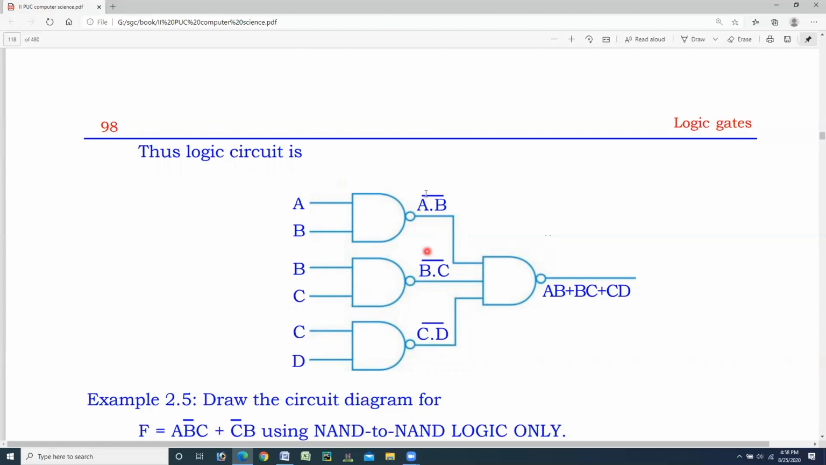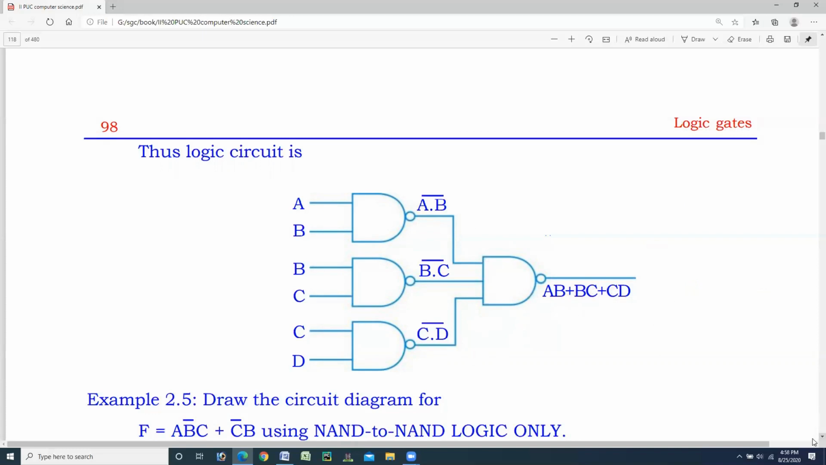If these three outputs are the input for the fourth NAND gate, then what you get is the given expression AB plus BC plus CD, because A dot B complement becomes double complement, so AB we get. B dot C complement becomes double complement, so BC we get. Then C dot D whole complement becomes double complement, so that will be CD. This is the required output we get.